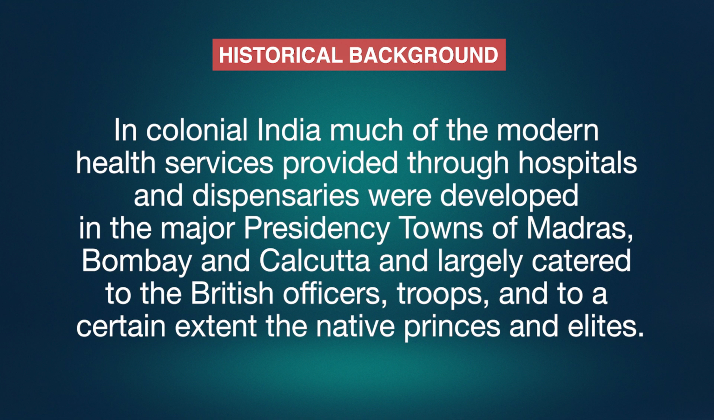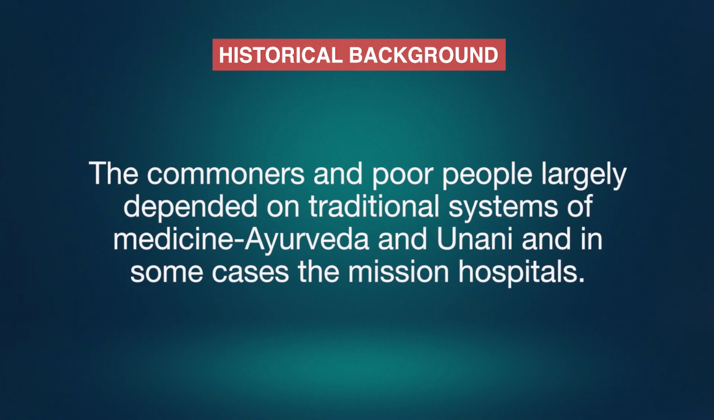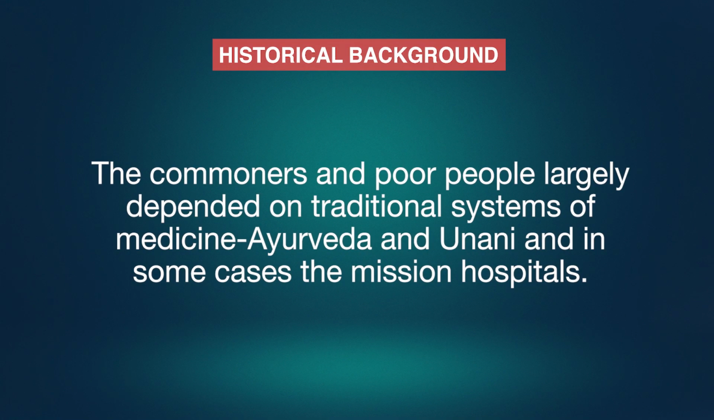These hospitals and dispensaries mainly catered to the British officials and their families, the army and the troops, as well as the native princes and some local elites. The common people or the poor Indians were completely barred from accessing health care from these British-run hospitals and dispensaries. The commoners were largely dependent on the traditional system of medicine, mostly Ayurveda and Unani, which was available by local healthcare providers.